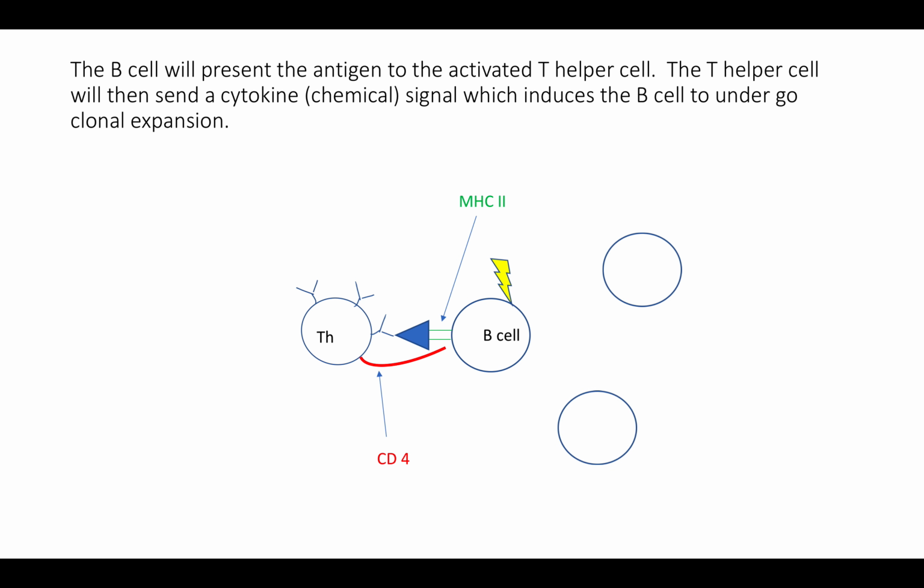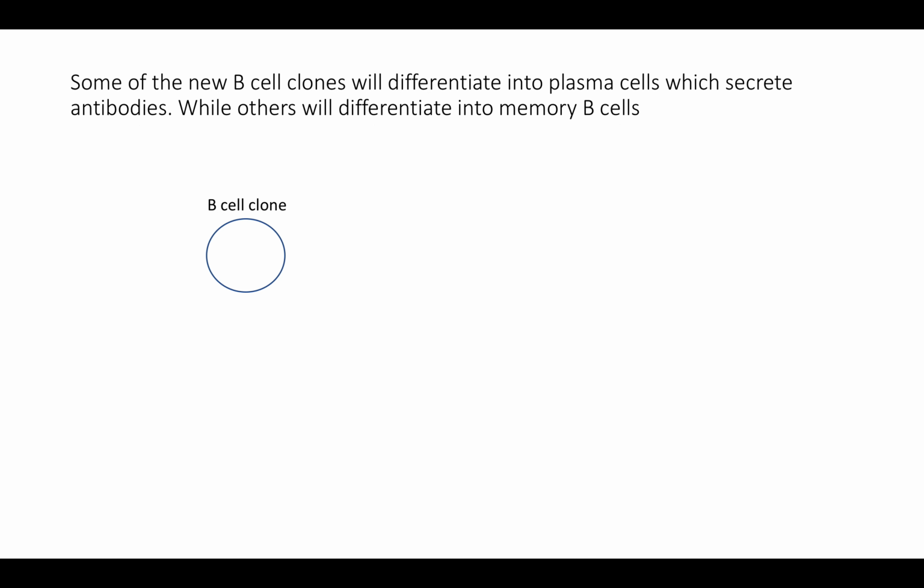Here we have some B cell clones being made. Some of those new B cell clones will differentiate into plasma cells which secrete antibodies. Others will differentiate into memory B cells.